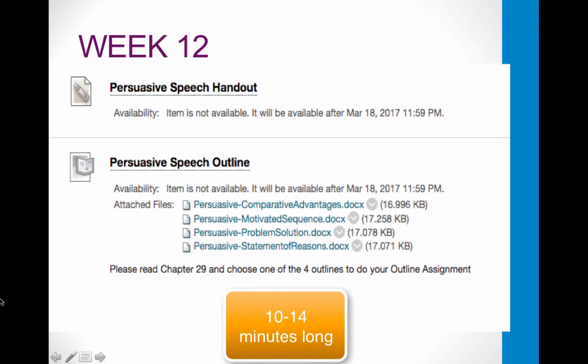I know that is a whole lot to think about, but if you look on week 12, and I know you have 2 weeks to do this, and I'm not expecting you to do it now, I'm just letting you know ahead of time, there is a handout that talks about this, and there are also the 4 different outlines, and you just pick one of them. The handout explains each of those outlines to you, and you pick the one that works for your persuasive speech, and that's the one you will hand in in 3 weeks.